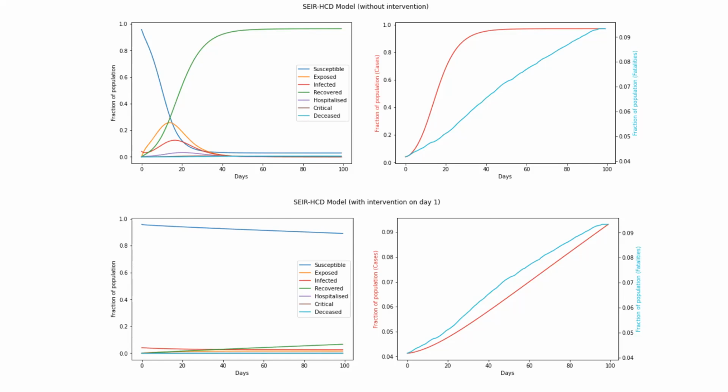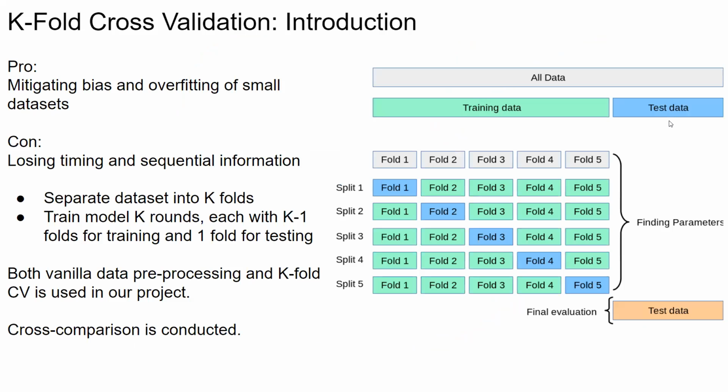So let's go to Zirui's part. All right. So when we are applying all these different models, we also wonder if our datasets can be polished as well. So we introduced k-fold cross-validation. It is a method that allows us to mitigate bias and overfitting problems for smaller datasets like ours. So it sounds perfect for our case.